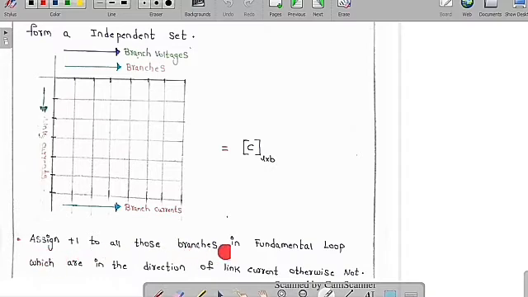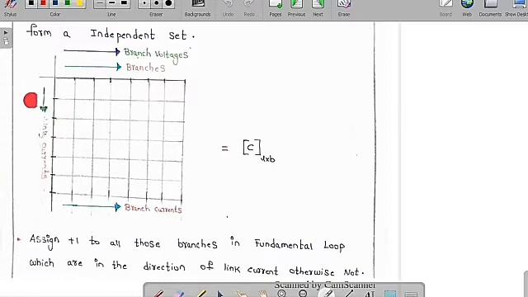Assign +1 to all those branches in the fundamental loop which are in the direction of the link current, otherwise assign -1. Means here you have to make that basic loop, and whichever currents are in the direction of the link current, assign them as positive, otherwise negative. If nothing is there, then assume it as 0.